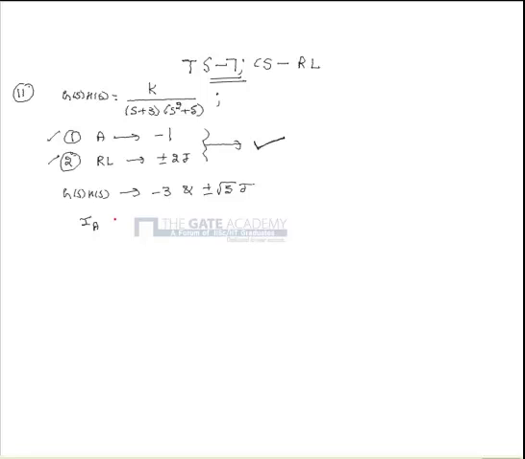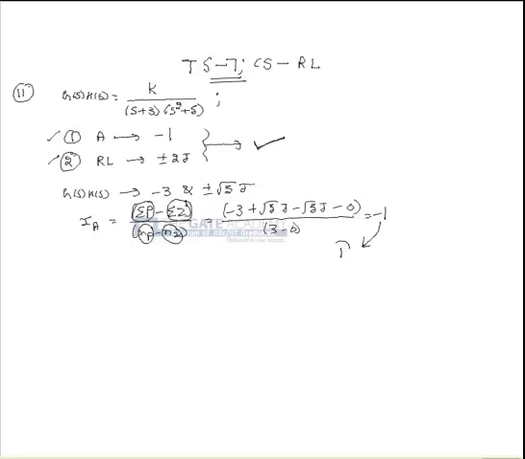The intersection of the asymptotes on real axis is given as sigma p minus sigma z divided by np minus nz, where sigma p is the sum of the poles, sigma z is the sum of zeros, np is the number of poles, and nz is the number of zeros. On simplification, this becomes (-3 plus root 5j minus root 5j minus 0) divided by (3 minus 0), which is equal to -1. Therefore, asymptote meet on the real axis at -1. So, statement 1 is correct.